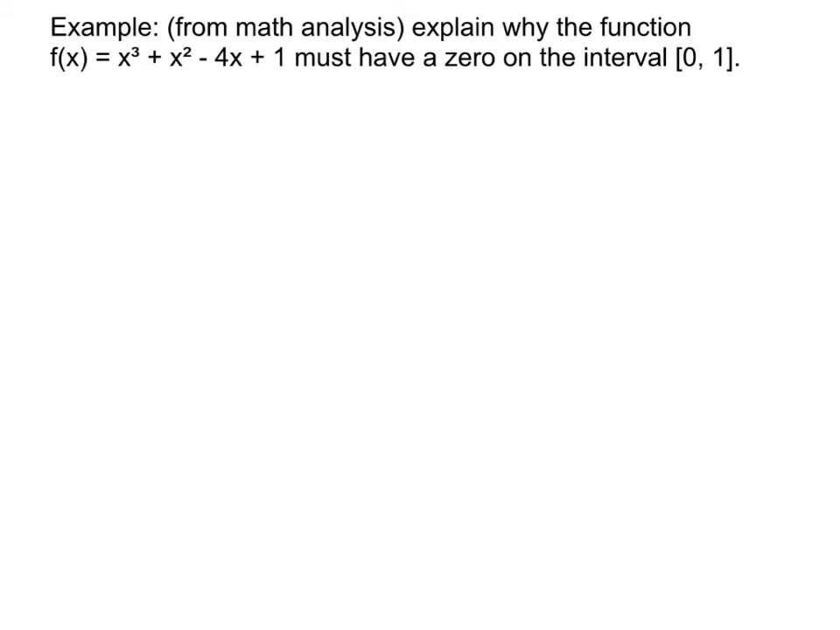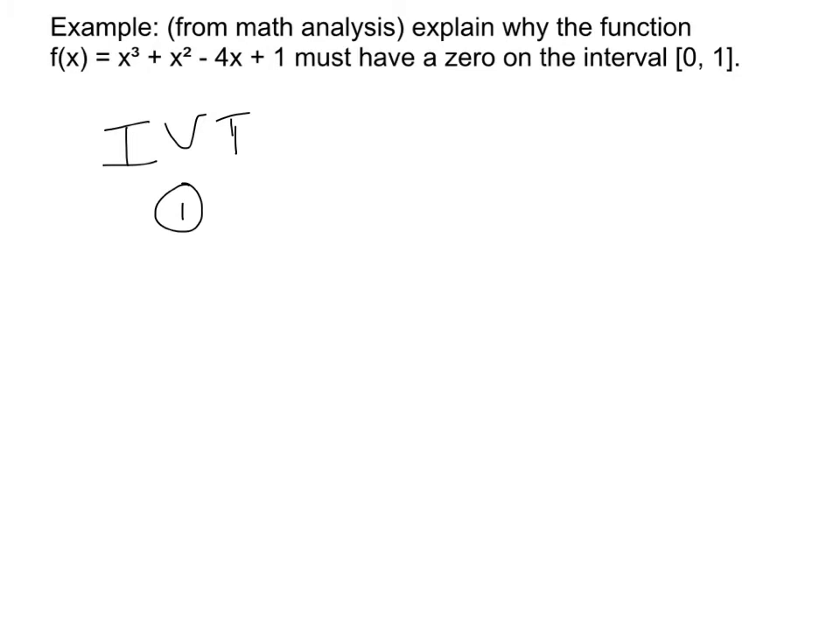And remember that what it means for a function to have a 0 is that the function is equal to 0 somewhere between 0 and 1. Right? So how are we going to prove that? We're basically going to prove that using the intermediate value theorem. The first requirement is that it be continuous. So how do I know that f of x is continuous?